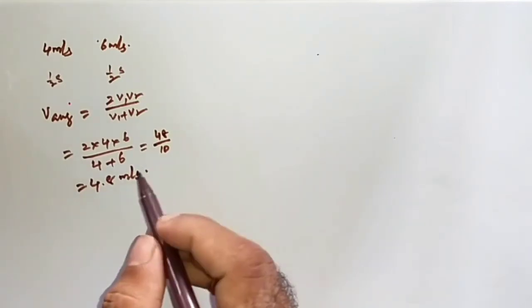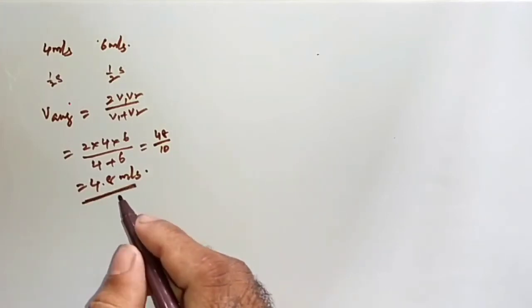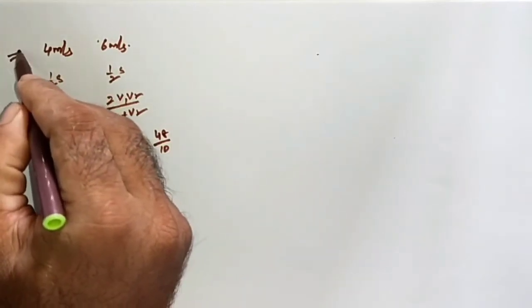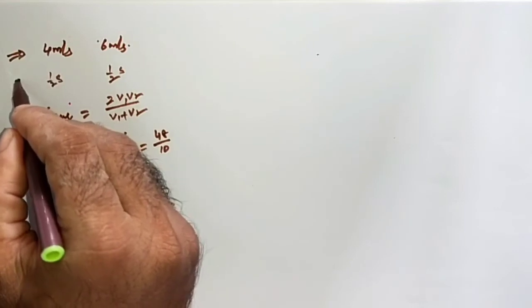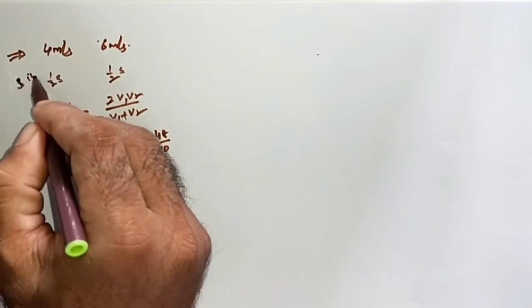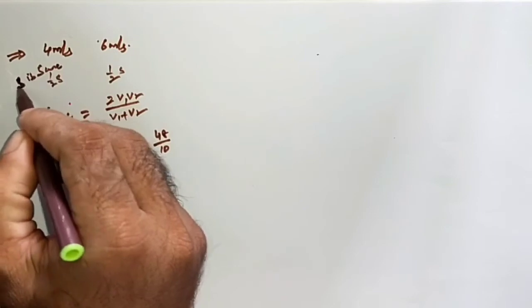Average speed is how much? 4.8 meters per second. Understood? So if the distance is the same here, what is the same? Distance is the same. S is the same.